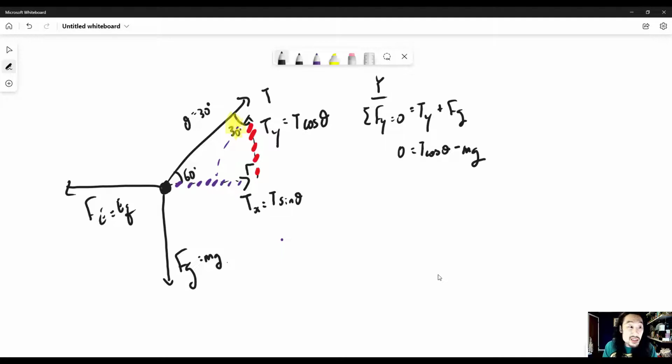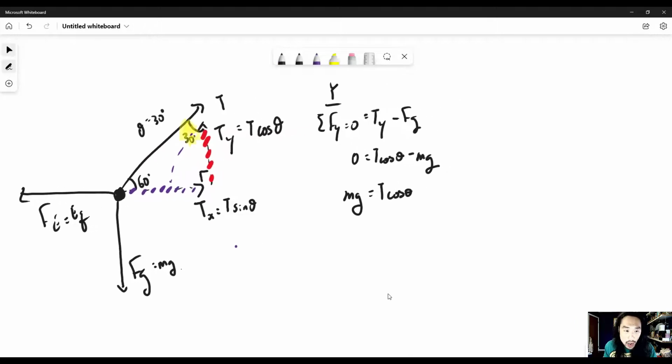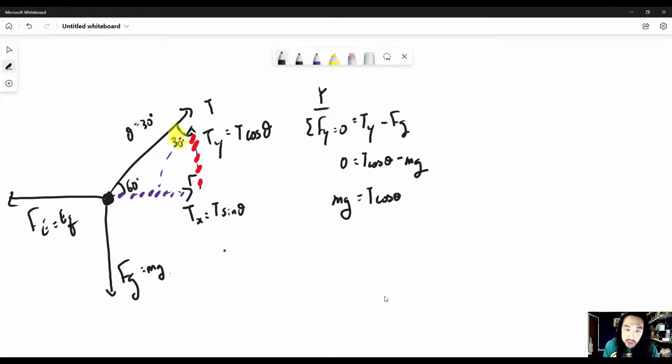And the reason why I'm putting it as minus, I should have done it up here, is because it's pointing downwards. All right, so if we do some fancy manipulation, mg is in fact equal to T cosine of theta. I'm going to leave it there because I don't know what we can really do with that, but that's just a good place to leave it.